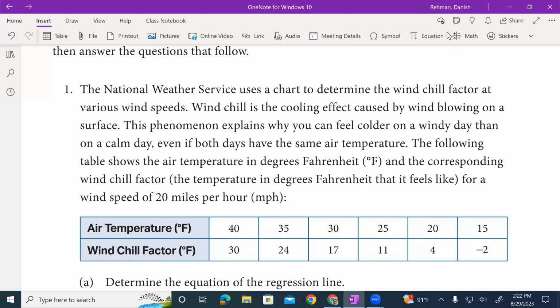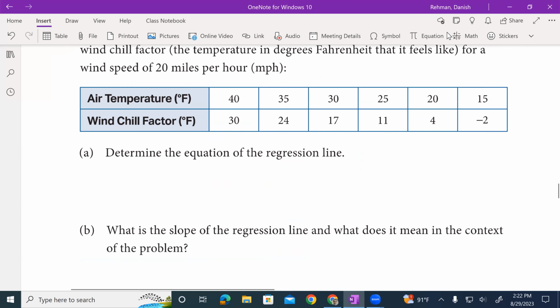So the following table shows the air temperature in degrees and the corresponding wind chill factor, the temperature in degrees Fahrenheit that it feels like. So the feel and the air temperature, both are there. Let's see. Air temperature 40, the wind chill factor 30. That means it's windy. Then air temperature 35, the feel 24. It's really windy. Normally, if you look here in Tyler, the difference can be 3 to 4 degrees. But if it's that big a difference, it's definitely a windy place. 30 to 17, 25 to 11, that's a lot.